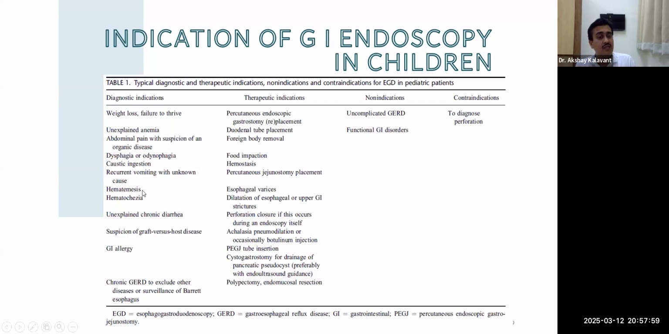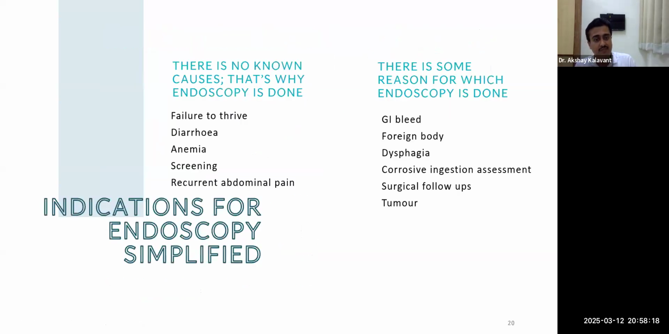But at the same time, there are certain diagnostic scopies which could be done by surgeons, like for hematemesis and hematochezia, to look for the source of bleeding, and for caustic acid ingestion, where we should look at the assessment of the esophagus. All these things could be done by a surgeon. So I'll go to the next slide and make things simple.